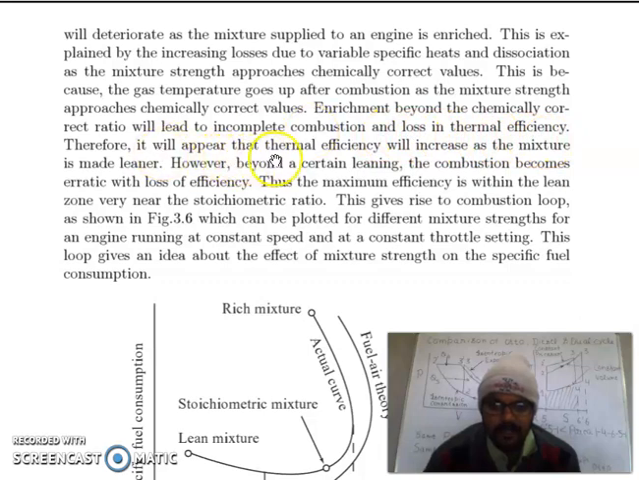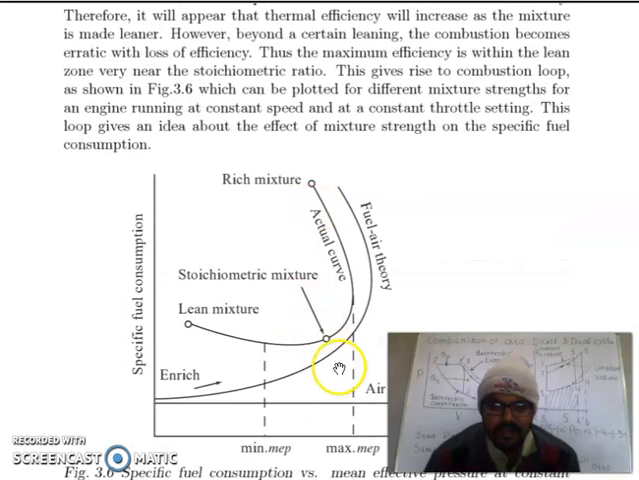Therefore, it will appear that thermal efficiency will increase as the mixture is made leaner. However, beyond a certain leaning, the combustion becomes erratic with loss of efficiency. Thus, the maximum efficiency is within the lean zone, very near to the stoichiometric ratio. So you can say here your specific fuel consumption is minimum.